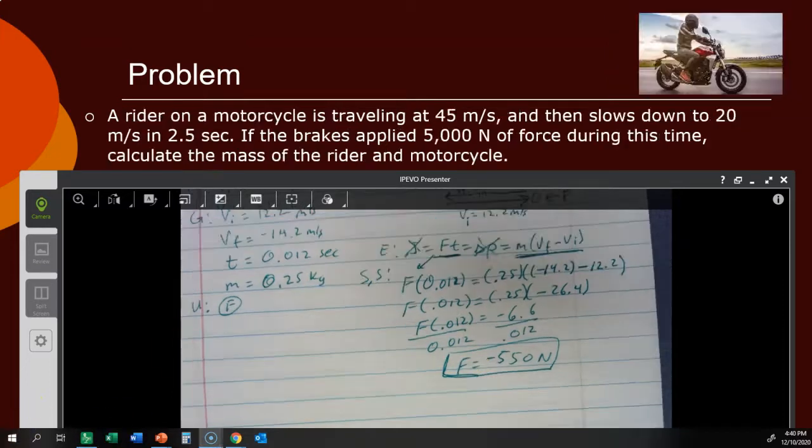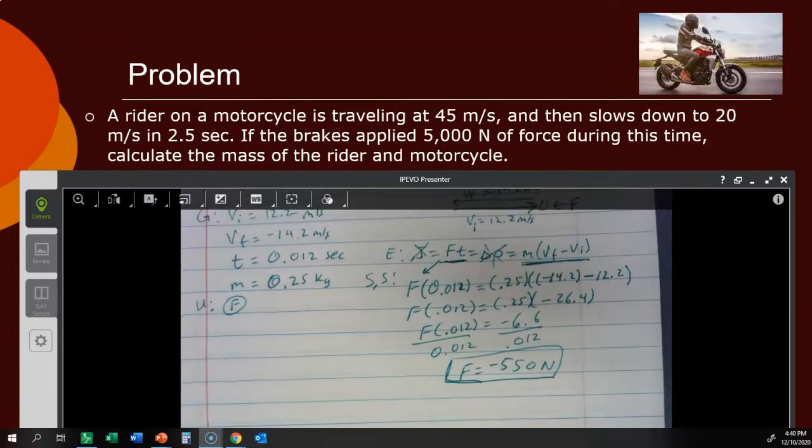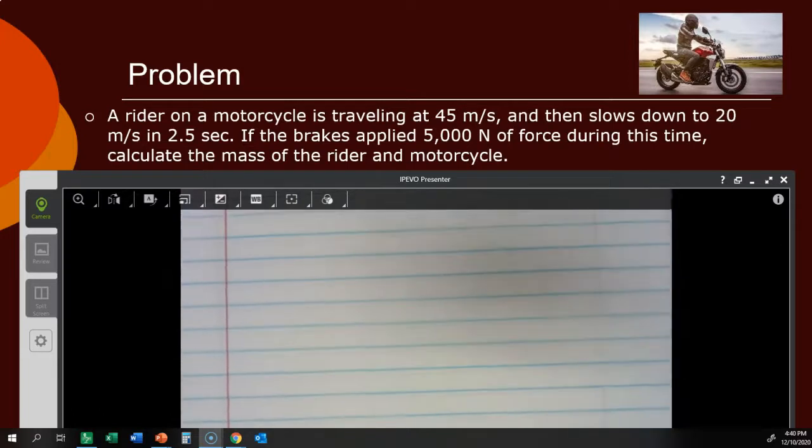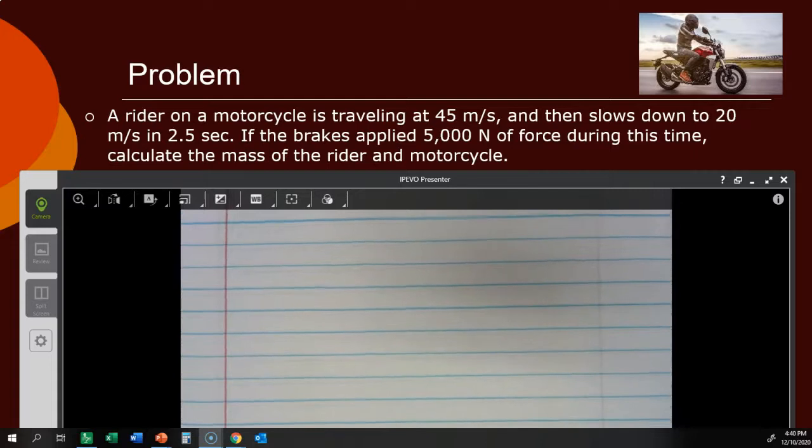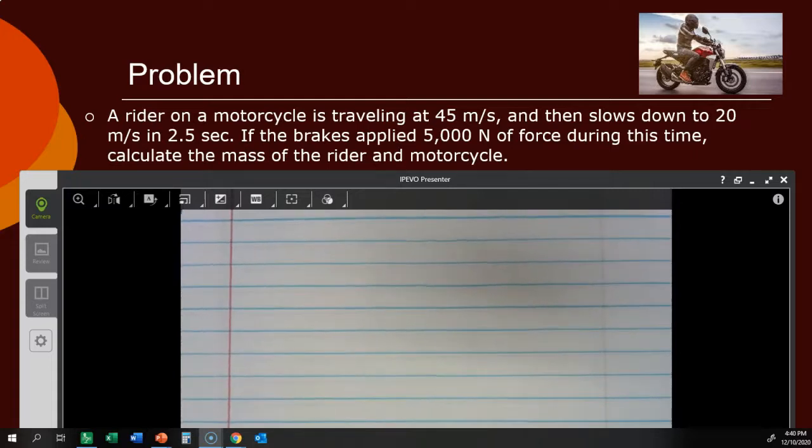Okay, I want you to look at this last problem on your own. I want you to at least start it. Go ahead and pause the video, read the problem, take the steps that we've been taking, and see if you can solve this problem.